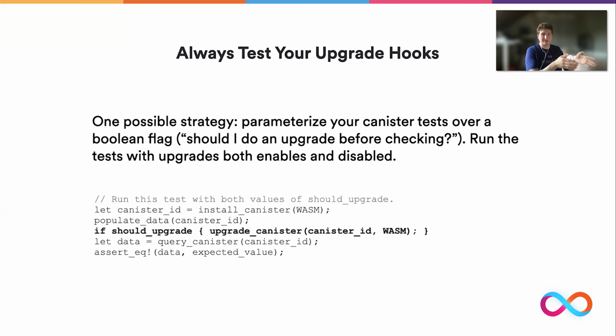First with upgrades enabled, second with upgrades disabled. So imagine this piece of code is run twice, with should_upgrade equal to true first, and then should_upgrade equal to false the second time. So what this gives you is that now you can be sure that if you have an upgrade in the middle, the data you set up front was not lost.